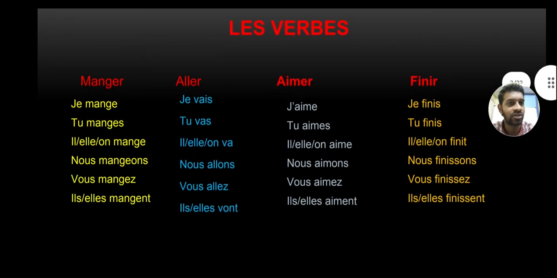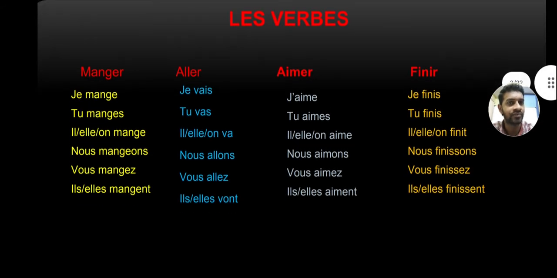Here we've got the conjugation of the verbs. So the verb manger, which is to eat. Please copy these verbs neatly in your notebook. Write the English meanings with a pencil, just for the infinitive form. Manger, to eat. Je mange, tu manges, il mange, elle mange, on mange. Nous mangeons, vous mangez, ils mangent, elles mangent.